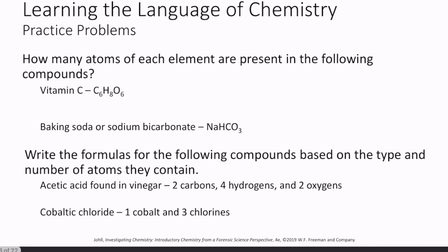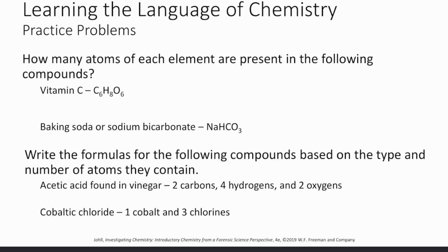So let's look at an example. We have two problems here. The first one, we're going to see how many atoms of each element are present, and then we're going to write the formulas. So go ahead and pause this video, and then you can come back and we will work this out together. All right, hopefully you took some time and you have some answers down.